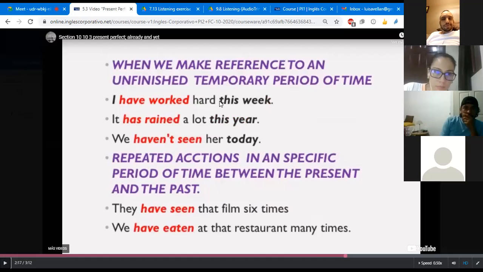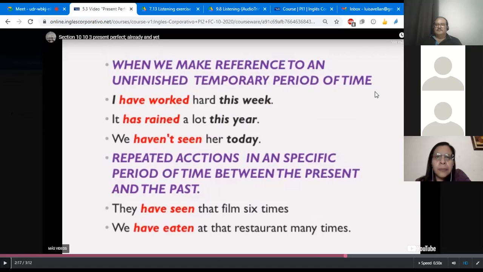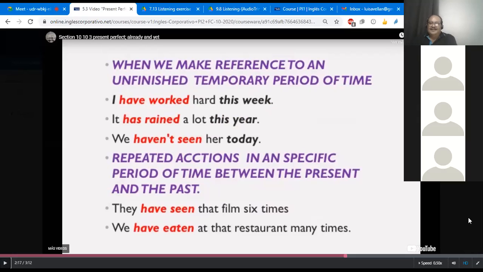When I say I have worked hard this week, when we make reference to an unfinished temporary period of time, ¿a qué nos referimos con I have worked hard this week? Who can explain that? $100 for the correct answer. Okay. In Spanish or what? Oh, yeah, you can do it in Spanish if you want, yeah. I will give you an opportunity. Yo he trabajado duro esta semana. Okay, but when do we use it?